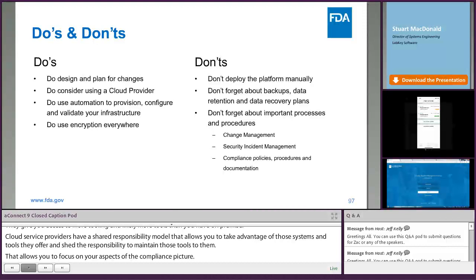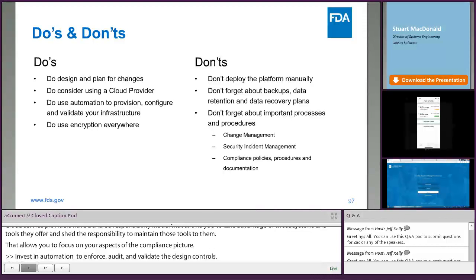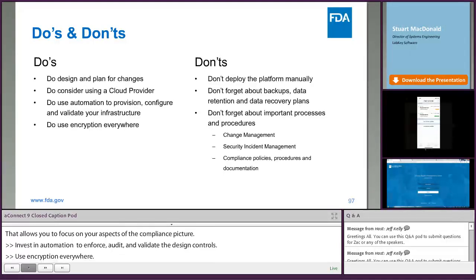And lastly, use encryption everywhere. It's the law, it's the requirements, and in this day and age, the technologies exist. You just have to do it and use it everywhere.